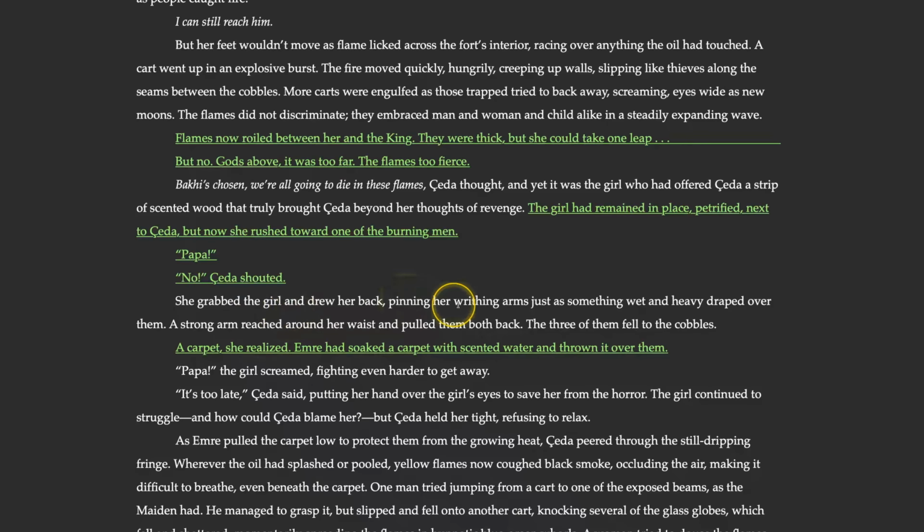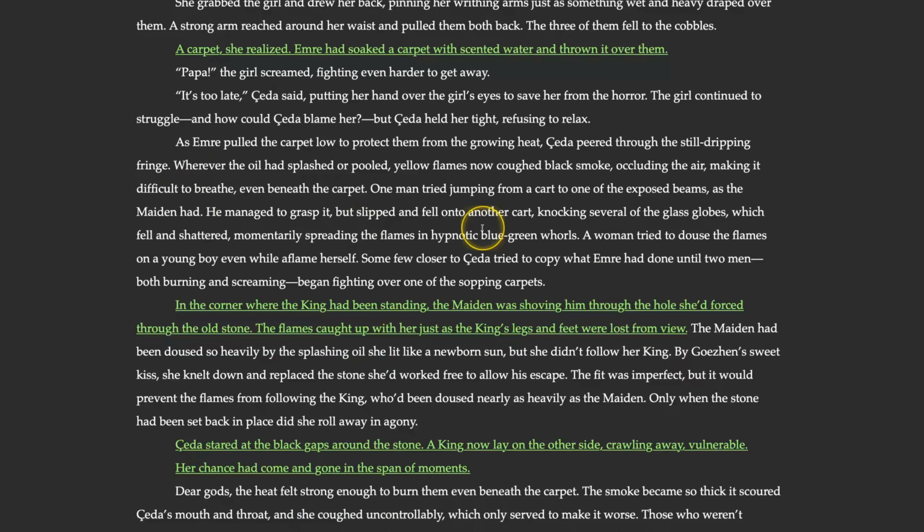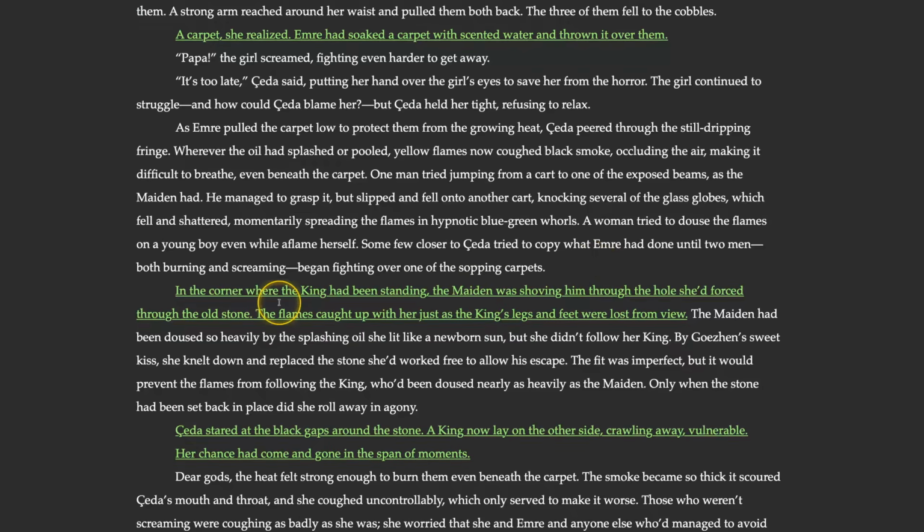She grabs the girl, draws her back, and then again, I want Emery to be painted as capable too. And so he grabs a carpet that he soaked in water, that scented water, the perfumed water that was all around, and he throws it over them. And the girl fights to get away. And so they end up saving this girl while the fire rages throughout this tower. So I play out this scene a little bit more. It's, again, really horrific for them to see.